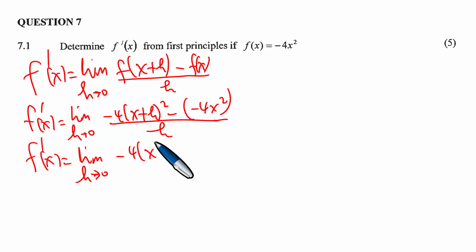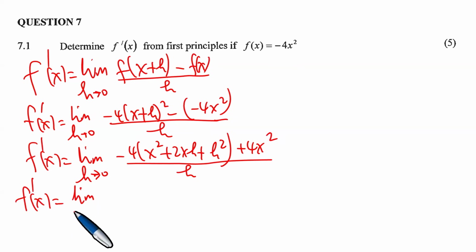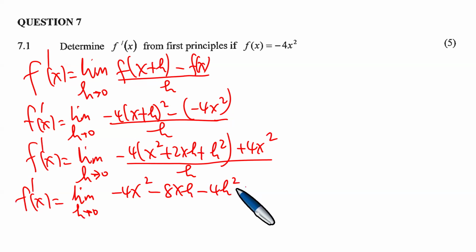We square the x plus h, getting x squared, x times h, 2xh, so it is x squared plus 2xh plus h squared, and we have negative by negative, which is exactly a plus 4x squared, and we divide everything by h. Okay, this gives us the first principles of that expression, meaning we have f prime of x, which is the limit as h approaches 0, and we distribute, which is minus 4x squared minus 8xh minus 4h squared plus 4x squared, all divided by h.